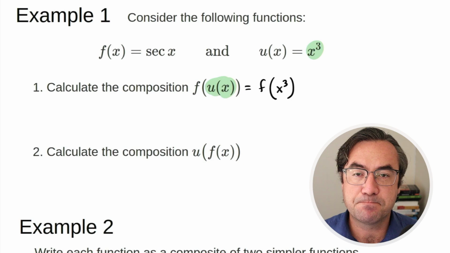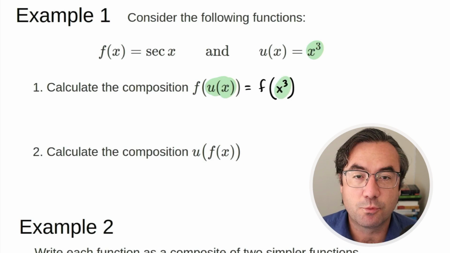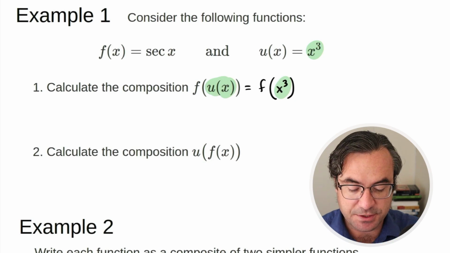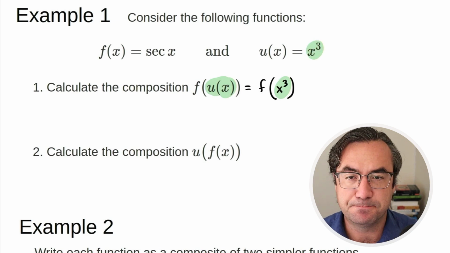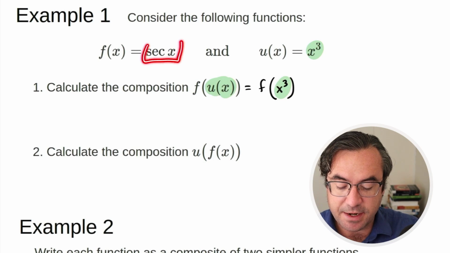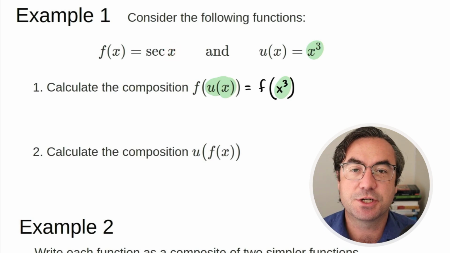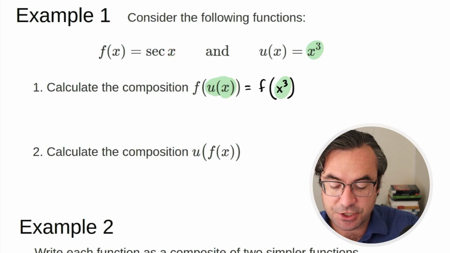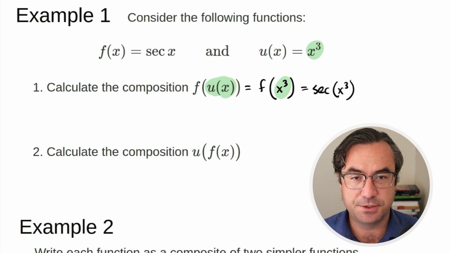Okay. So far we've just replaced that u of x with x cubed. That's the first thing that's happening to x. We plug x in, and it's getting cubed. Then we'll take this result and plug that into the secant function. So wherever we see an x in our secant function, we're going to change that to an x cubed. So this composition would be secant of x cubed. That would be our formula here.